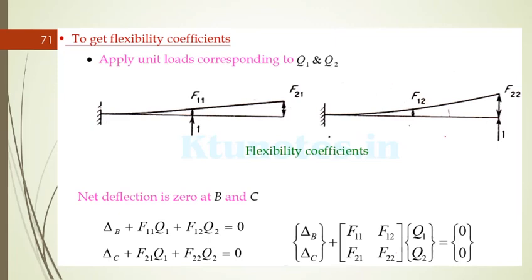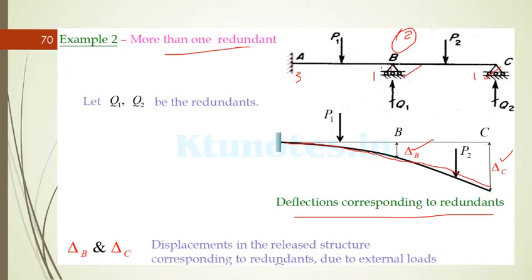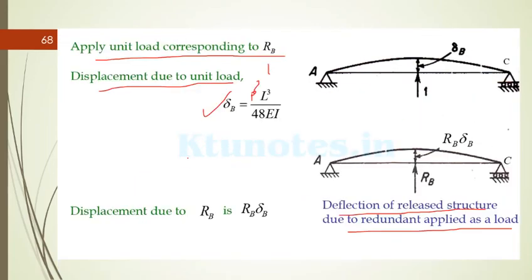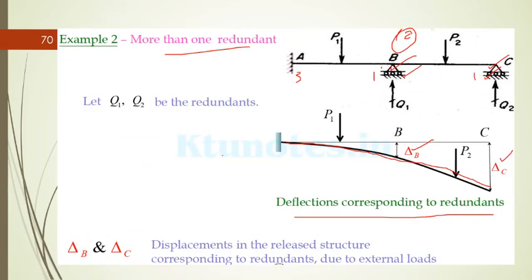Then we want to find RB and RC, right? For finding RB and RC, we have to split into two. In the first case, you should apply a unit load at the position of B, and in the second case you should apply the unit load at the position of C. We know that due to the presence of the reactions at B as well as C, the net deflection will be 0, which is the compatibility condition.